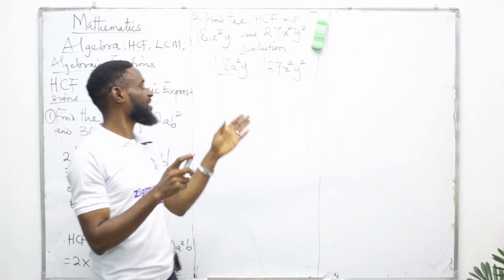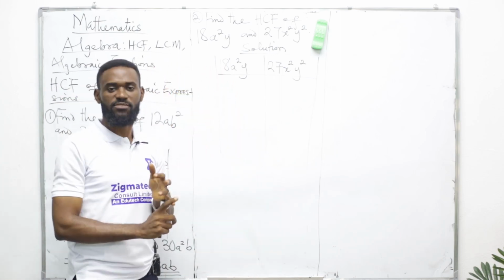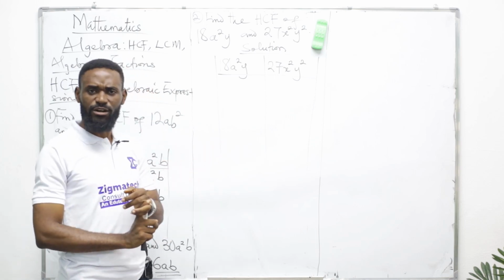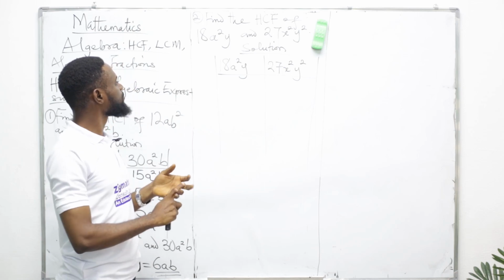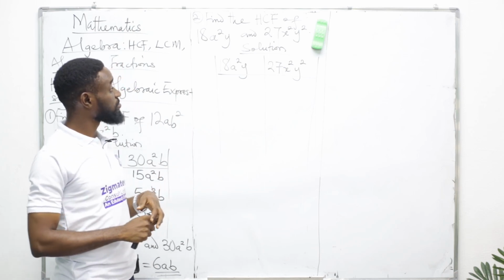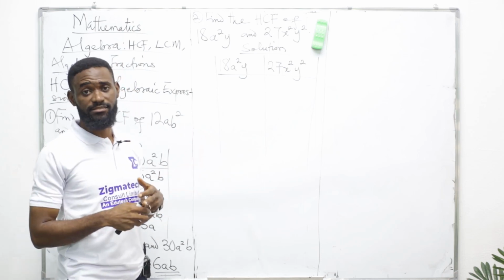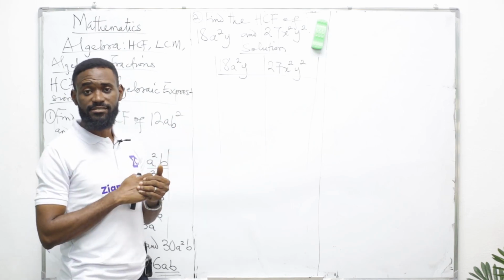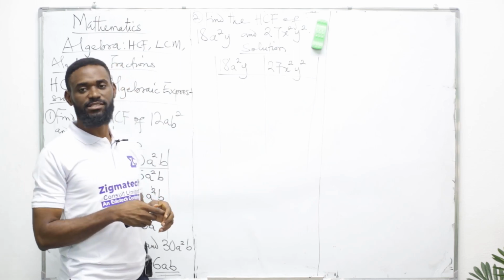First of all, let's start with the factors of 18. 2 is a factor of 18. 3 is a factor of 18. 6 is a factor of 18. Do you get that? 9 is a factor of 18. And of course, 18 is a factor of itself.